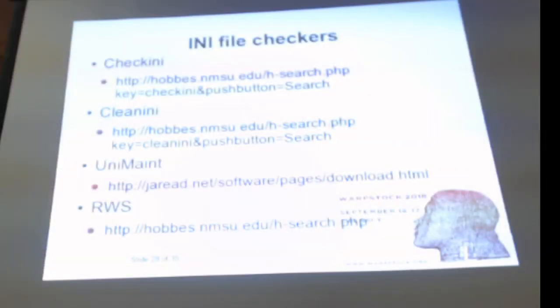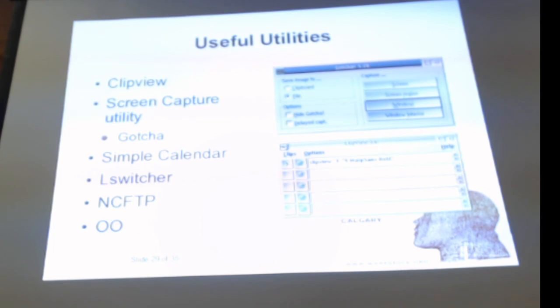And this gets back to the fact that the INI file tools are size limited above some threshold. I don't think anybody's really clear what that threshold is. The system starts to break down. There's a WP tools CheckINI. Is that the same as the one on Hobbes? Yeah. Okay. Yeah. These are useful utilities. These are things that I basically install as soon as I install the operating system, except for the last one, because the operating system installs that one.